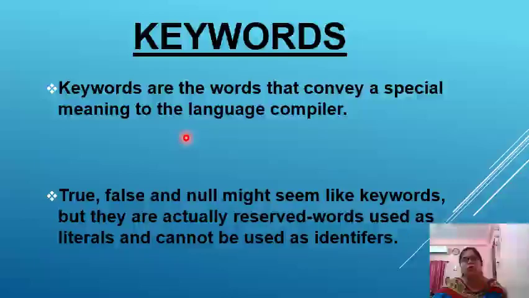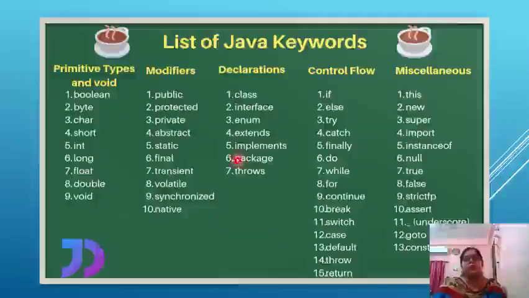as keywords. True, false, and null might seem like keywords, but they are actually reserved words used as literals and cannot be used as identifiers. These are the list of certain keywords which we use in Java. They are primitive types and void, modifiers, declarations, control flow, miscellaneous. Go through this, students, very attentively.